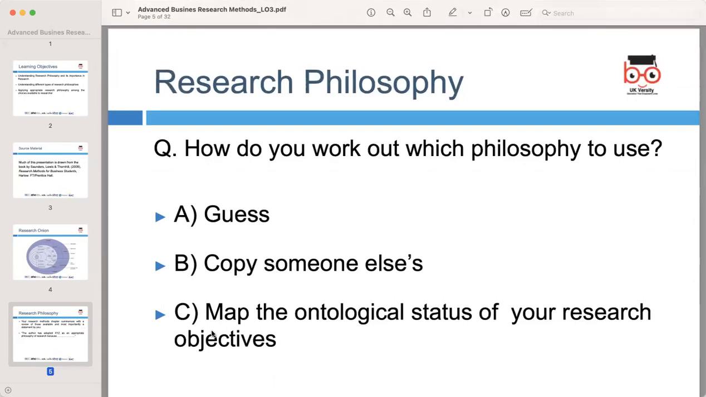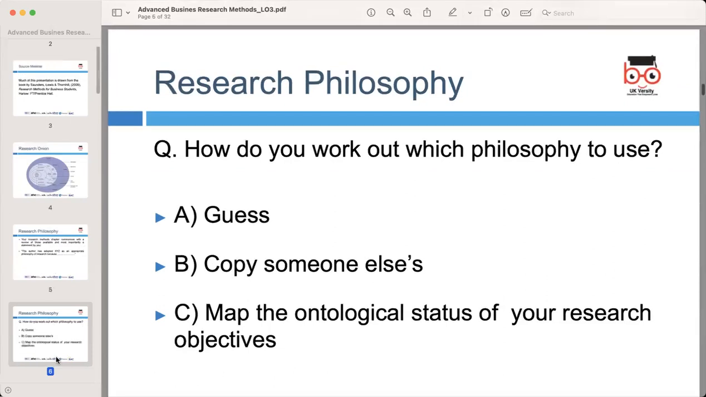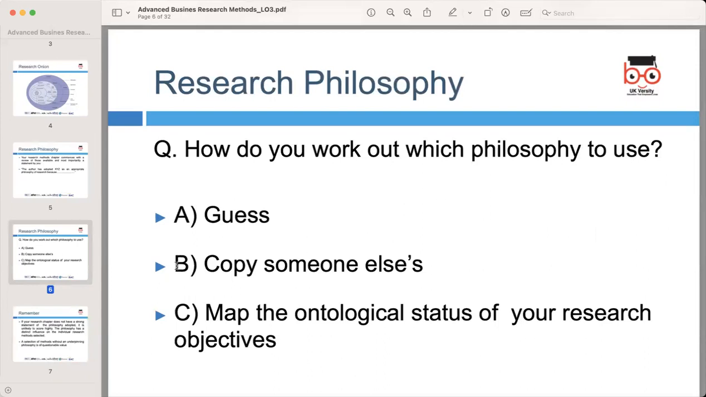Research philosophy. How do you work out which philosophy to use? A, guess; B, copy someone else; and C, map the ontological status of your research objectives. Here we are going to explore this fascinating topic of research philosophy. Specifically, we will discuss how to determine which philosophy to use in your research. When it comes to choosing a research philosophy, you have a few options. So let's talk about them one by one.